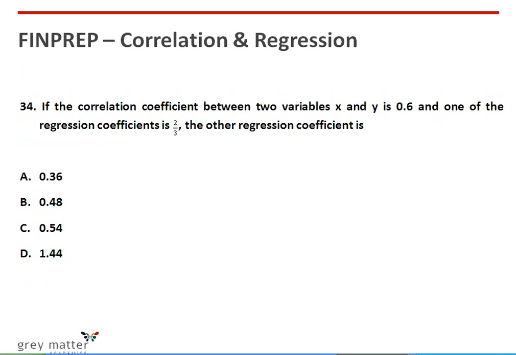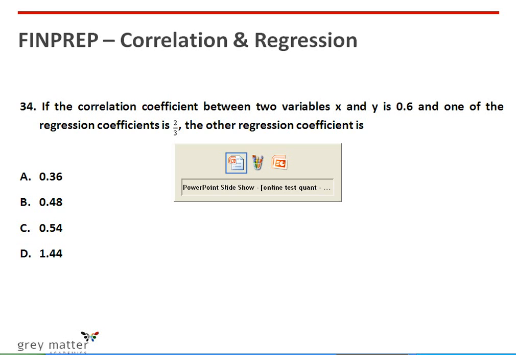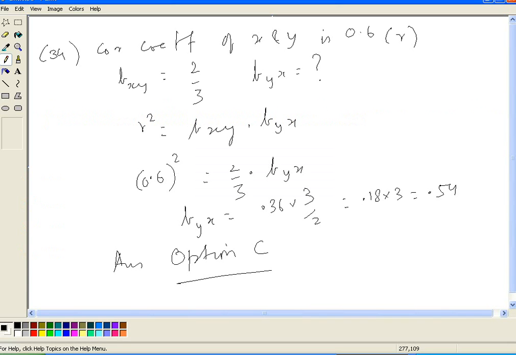34th question. If the correlation coefficient between two variables x and y is 0.6 and one of the regression coefficients is 2 by 3, the other regression coefficient has to be found out. Going to our work area, the correlation coefficient r of x and y is 0.6 given, and one of them, say bxy, that is the regression coefficient of x on y, equals 2 by 3. Then we need to find the other one, that is the regression coefficient of y on x, byx.